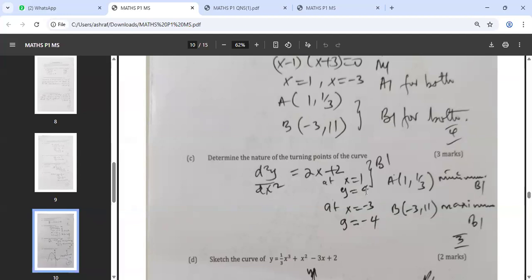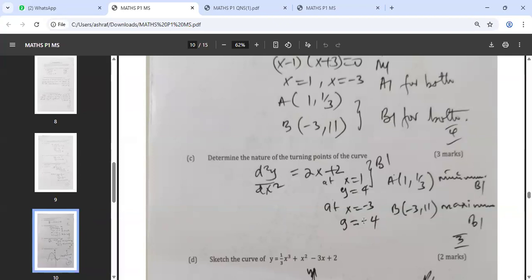When you get 4, you look at the value that you get. If it's a positive value, then it means the point is a minimum. Positive is a minimum point. So positive is minimum, negative is maximum. That's all. Thank you. Any other question?